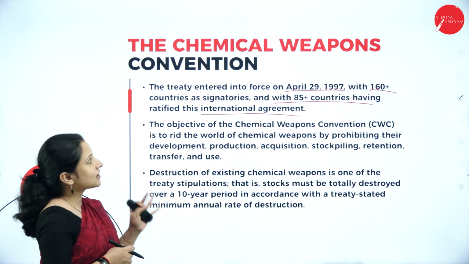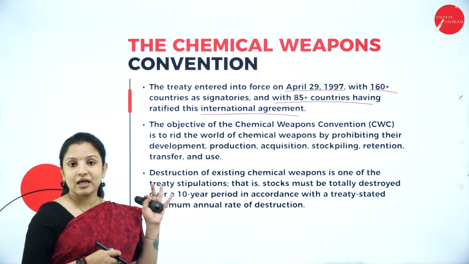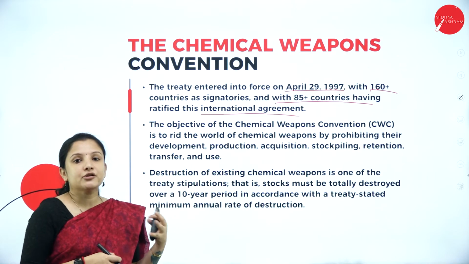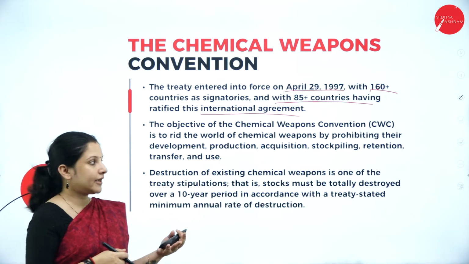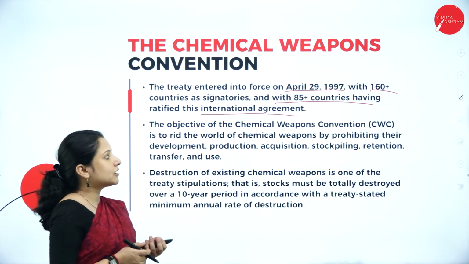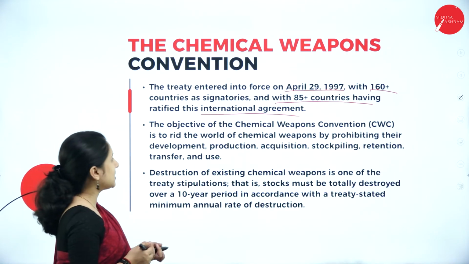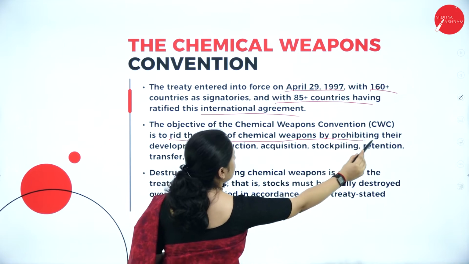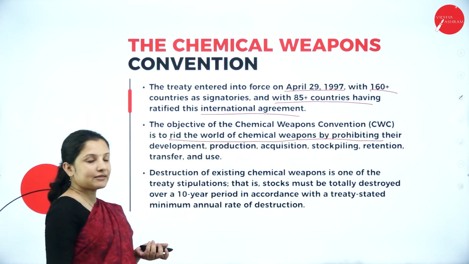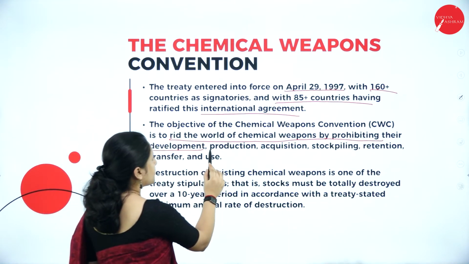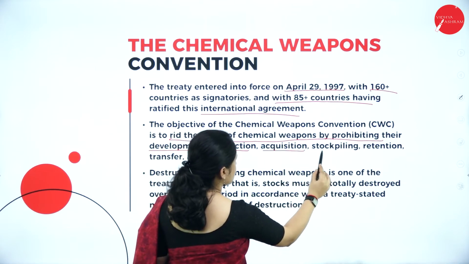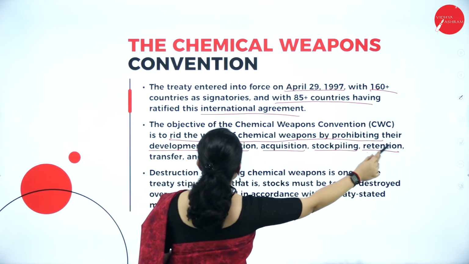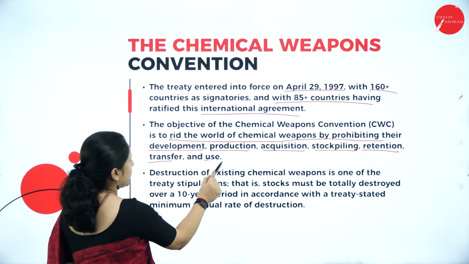So what is this Chemical Weapons Convention? The name itself suggests it has something to do with chemical weapons, right? So the objective of the Chemical Weapons Convention, that is CWC, is to rid the world of chemical weapons by prohibiting their development, production, acquisition, stockpiling, retention, transfer and use.